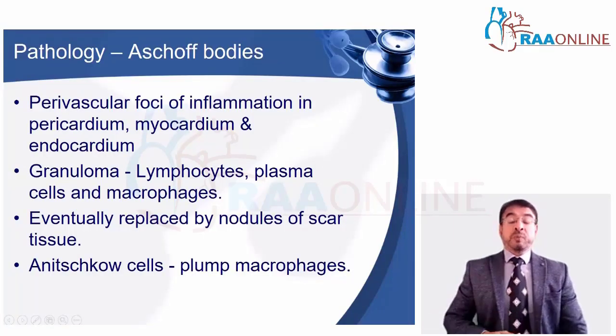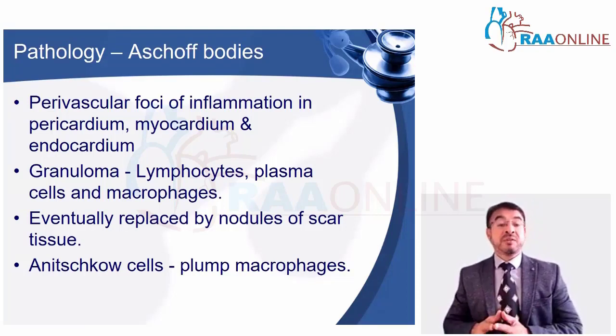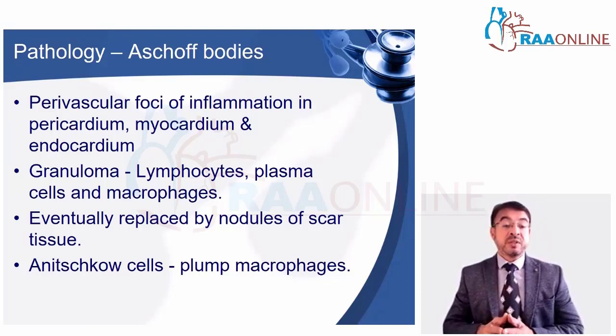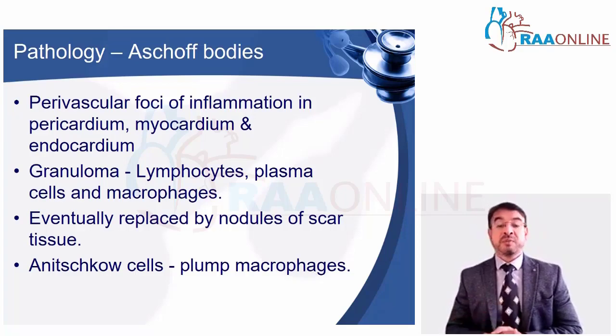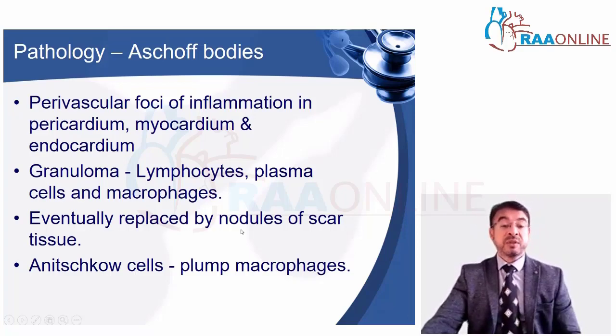So microscopically, when you see the Aschoff bodies, it is nothing but a granulomatous inflammation. You will see lymphocytes, plasma cells, macrophages, and later on it will heal with scar formation. But the most important cell that you need to know are the Anitschkow cells.